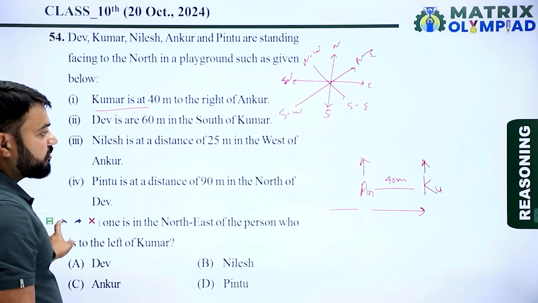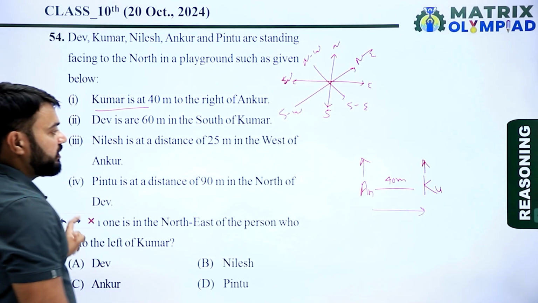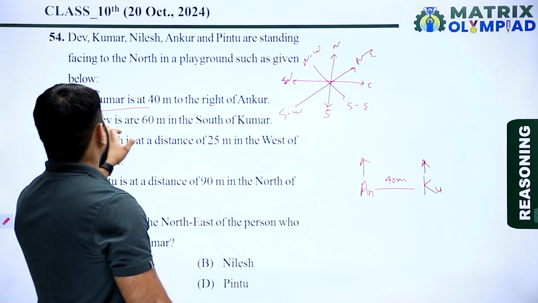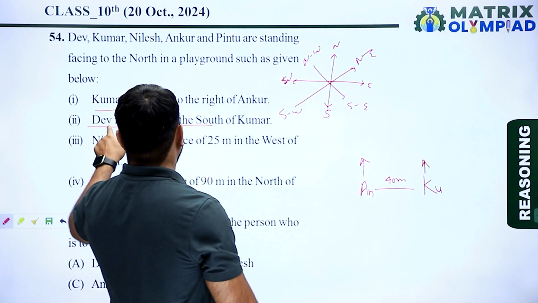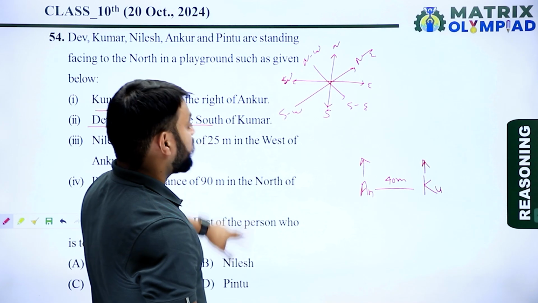नाउ कुमार इज एट 40 किलोमीटर राइट ऑफ अंकुर. नाउ देव इज आर 60 मीटर इन द साउथ ऑफ कुमार. देव इज 60 मीटर इन द साउथ ऑफ कुमार.